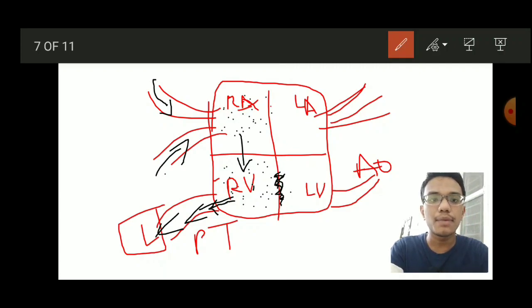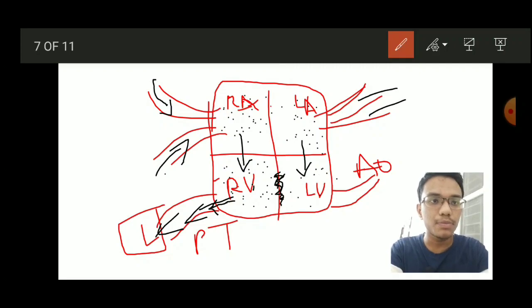Now the blood will come from the lungs through the pulmonary veins and enter the left atrium. Now the blood is in the left atrium. Now the left atrial kick occurs, or the passive flow of blood occurs, and the blood will travel from the left atrium to the left ventricle. Now this much blood is present in the left ventricle.